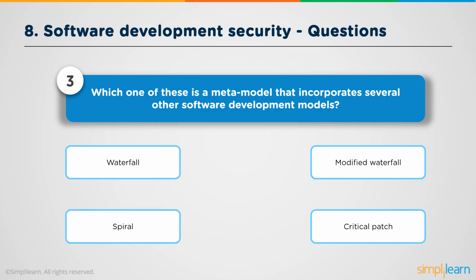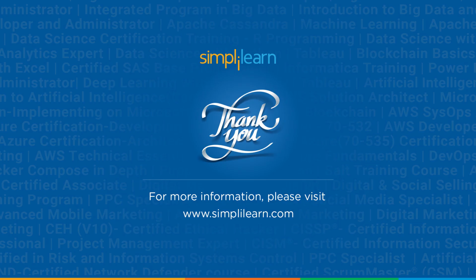Question number 3. Now here we come across the word development models. Which one of these is a meta model that incorporates several other software development models? Are we looking at waterfall, modified waterfall, spiral, or critical patch? Now, describing each and every model would take a long time. That's something that I'm going to leave for the training. But here the correct answer is a waterfall model. Now, there's a big difference between waterfall and modified waterfall as well, right? So that's something that we will leave for the training. For now, that's the end of the slide.